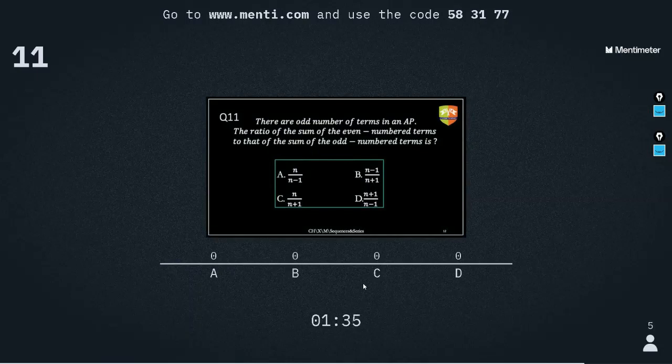So there are odd number of terms in an AP. The ratio of the sum of the even numbered terms. Even numbered terms means second, fourth, sixth, like that.